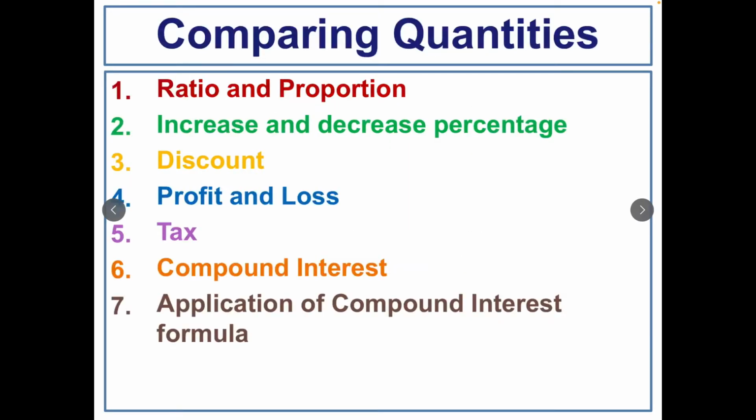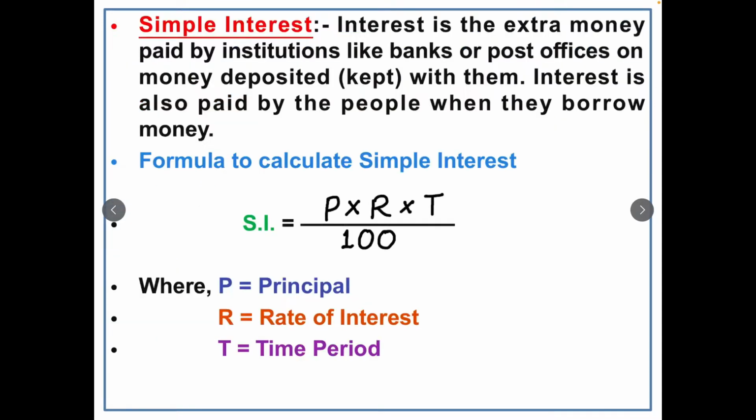The chapter Comparing Quantities in total has 7 subtopics which are listed here, out of which the first 5 have been completed in the previous session. In this particular session we will be looking at compound interest and the application of the compound interest formula. So let's start with our topic.